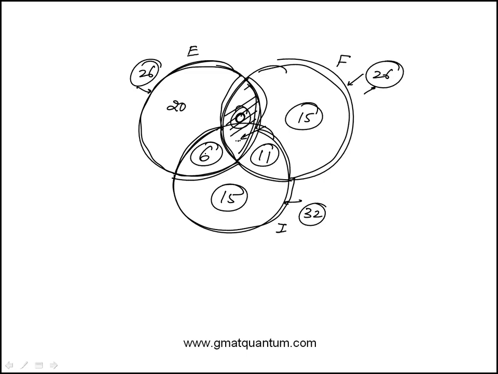And so the number of members that travel to at least one of these 3 countries would be the sum of these numbers that are inside this diagram. So 20 plus 6, 26 plus 15 would be 41, plus 11 would be 52, plus 15 would be 67. So the answer is 67, choice B.